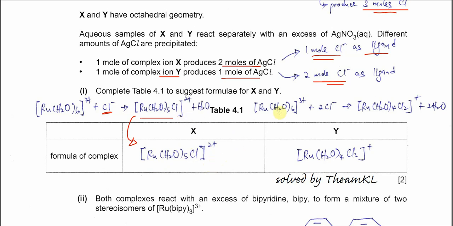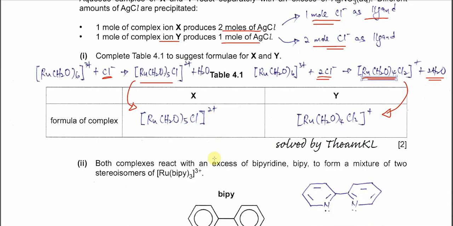Following the same logic, we know that the complex ion Y will be this one. Because 2 moles of the chlorides can now be used as ligands, 2 moles of H2O will exchange with these 2 chlorides, and it will form this new complex ion, with 4 H2O of course. So this will be the formula for this complex ion Y. Okay, so now part 2.